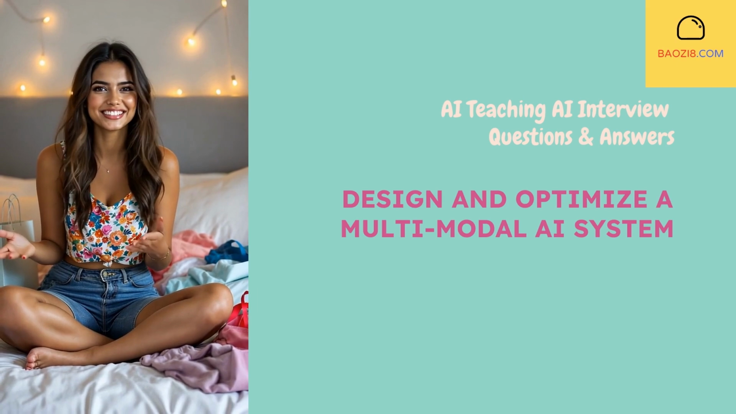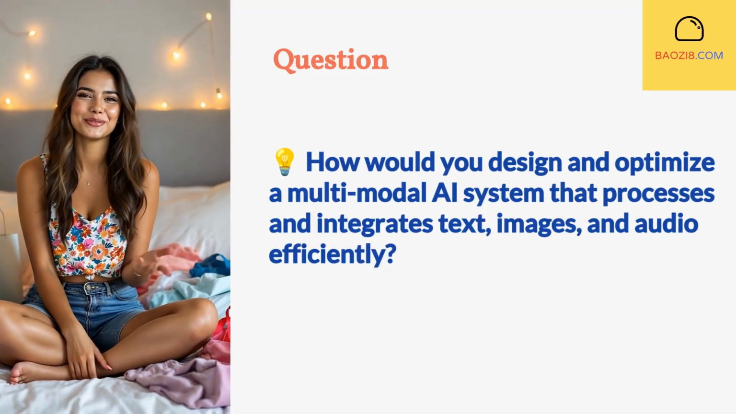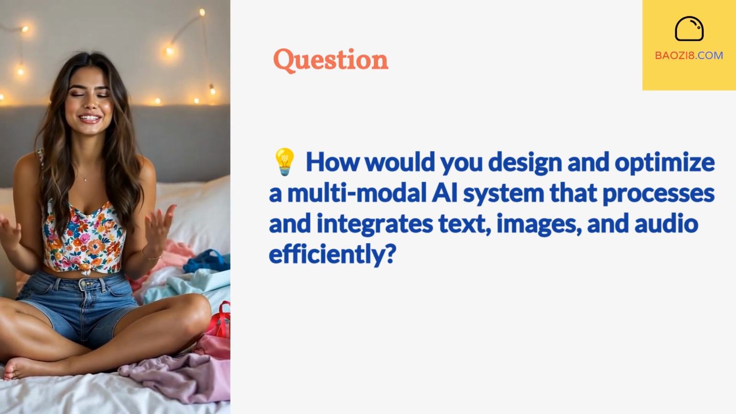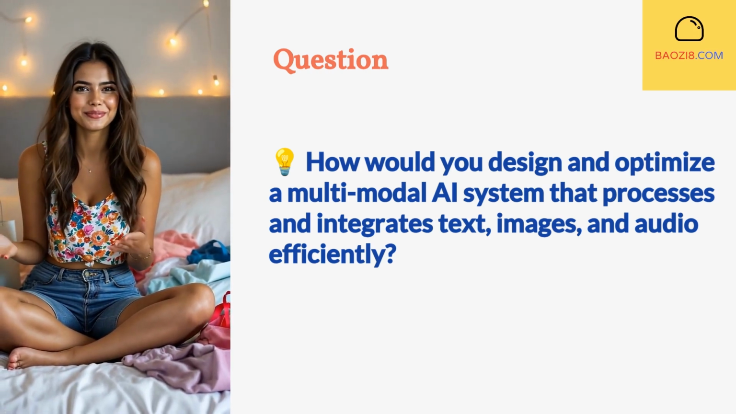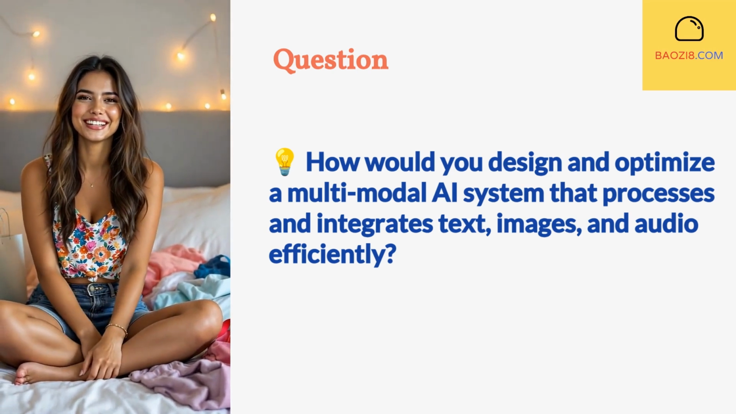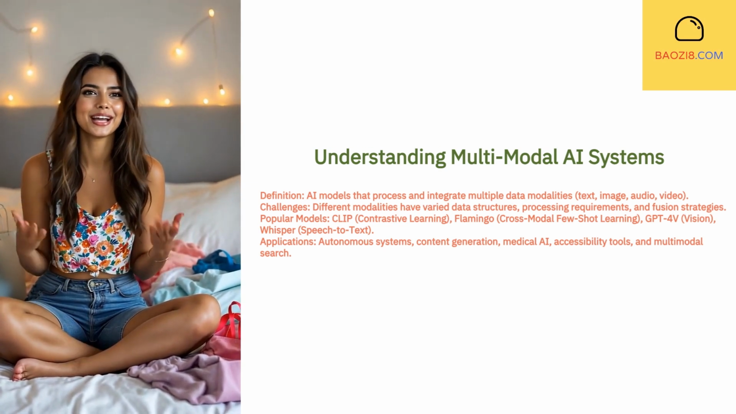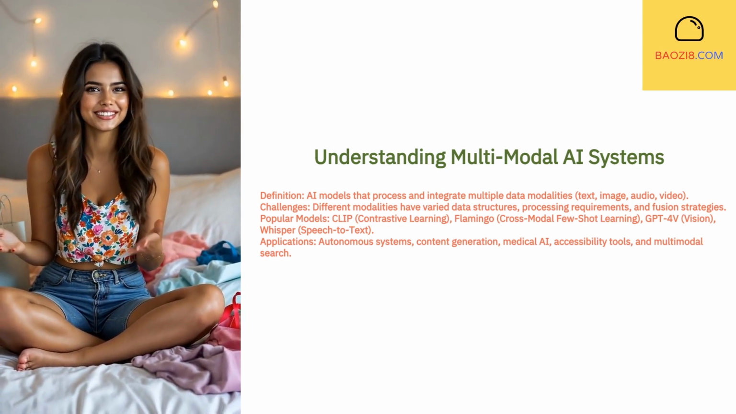Today we will discuss how to design and optimize a multimodal AI system. You are designing a retrieval augmented generation (RAG) system for a large-scale enterprise application. How would you optimize the retrieval process and integrate it with a generative AI model to ensure fast and accurate responses? Multimodal AI systems process and integrate multiple types of data, such as text, images, and audio.